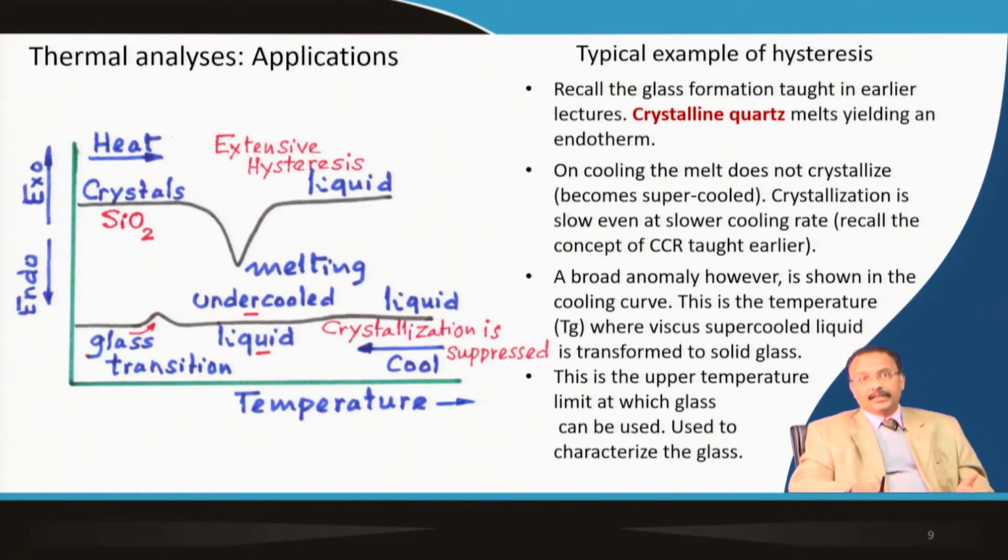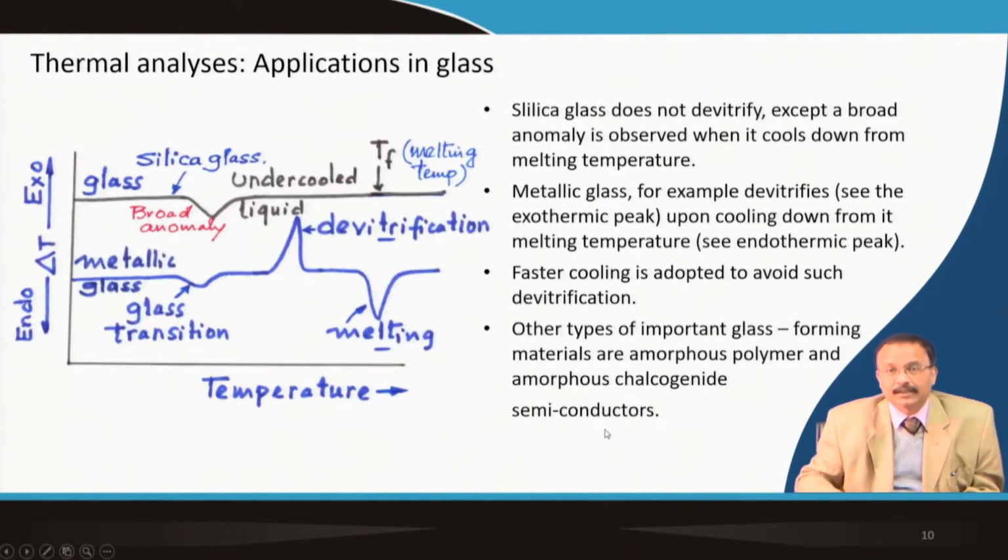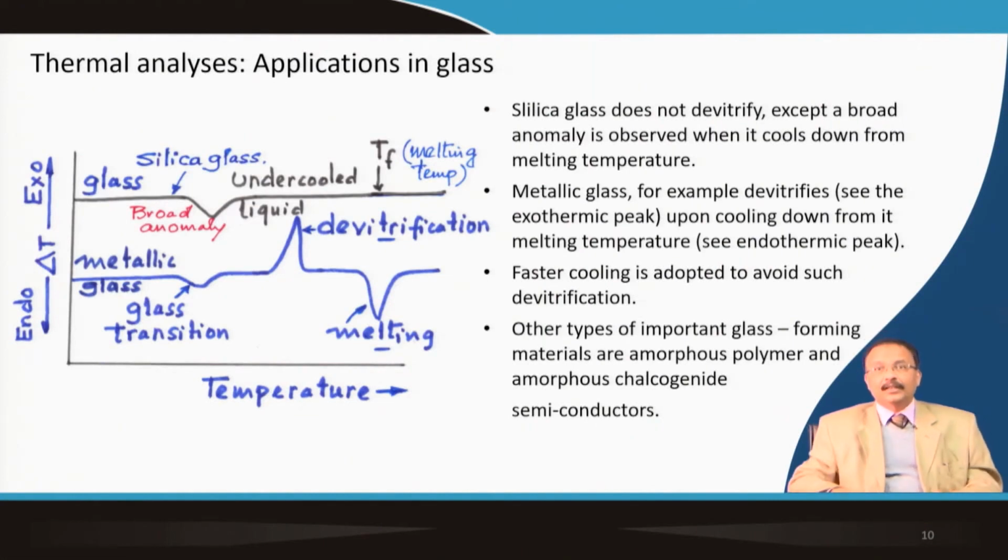So this is the upper temperature limit at which the glass can be used. Already we talked about it. This temperature is used to characterize the glass. So that is the limit when you consider the heating cycle. After that it transforms into a supercooled liquid. So that defines the temperature till which you can safely use the glass. These things can be detected by a differential thermal analysis plot.